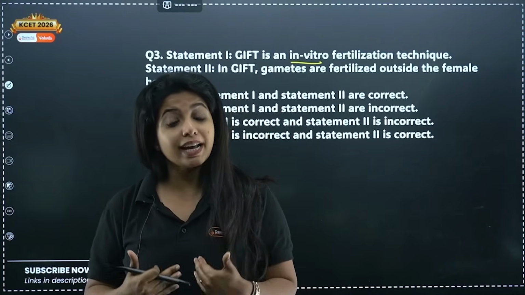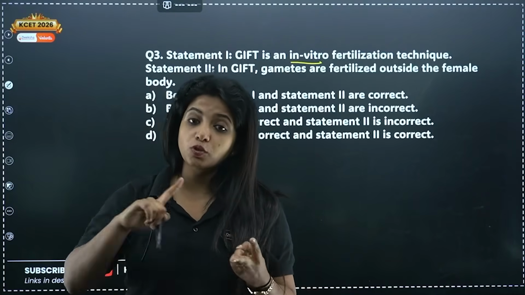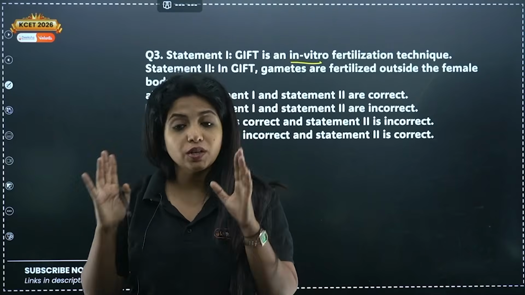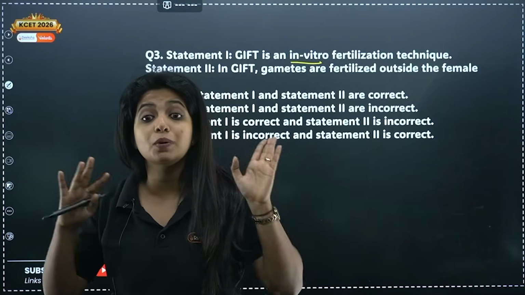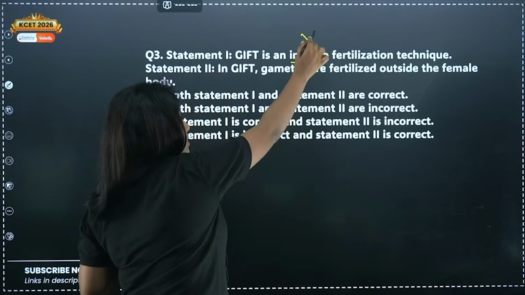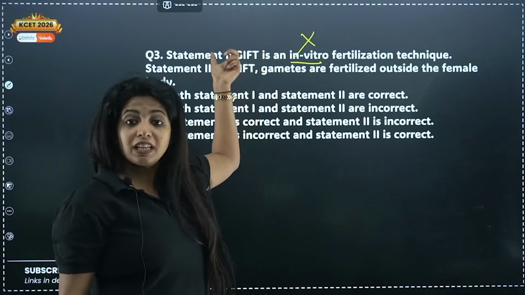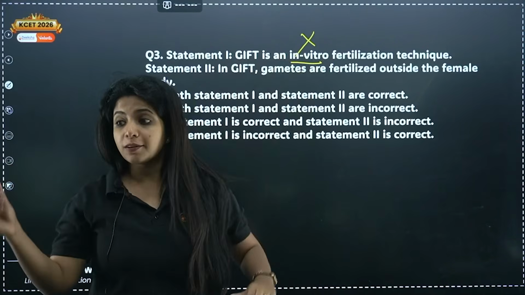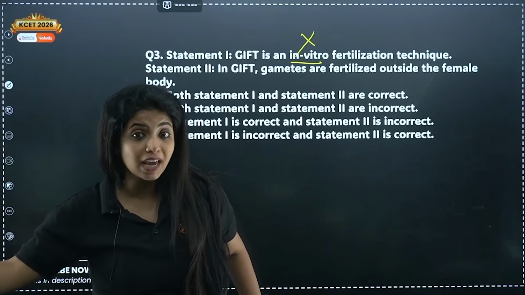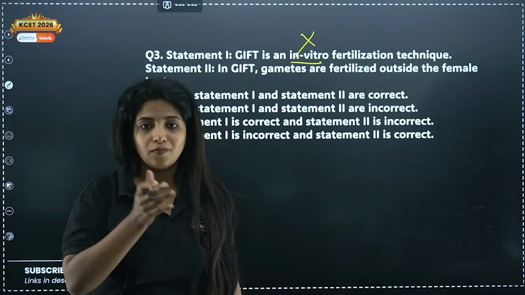So here, fertilization is going to happen normally. The baby is going to be produced within my body itself. So you need to understand it's in vivo. It cannot be in vitro. That will be a wrong statement. GIFT stands for gamete intrafallopian transfer. That means you are transferring the gamete from someone else inside the fallopian tube.